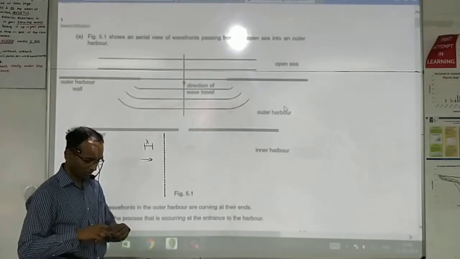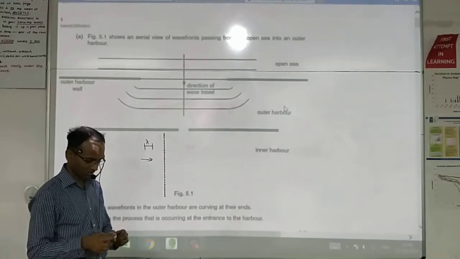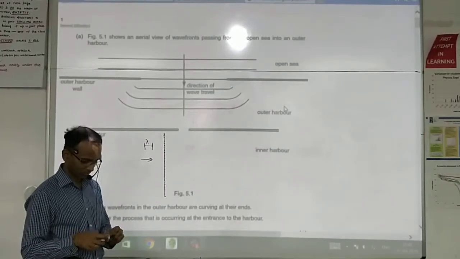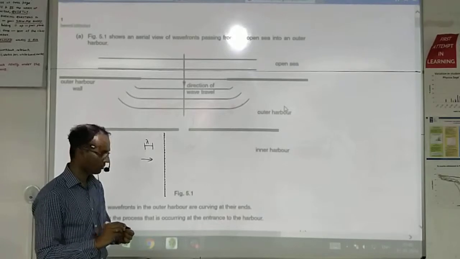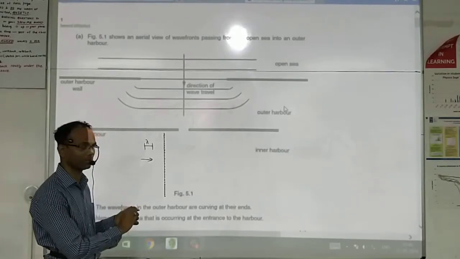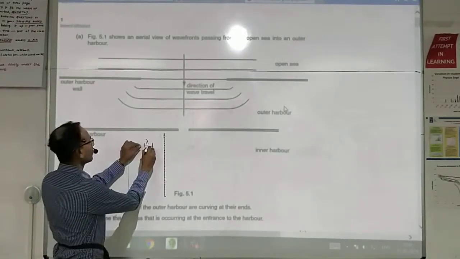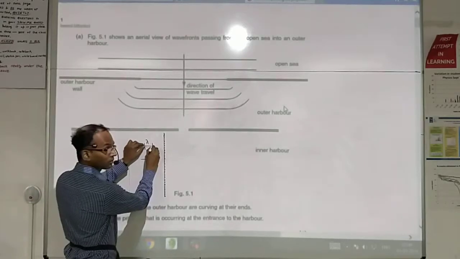So you will use a compass, I will use this contraption. Wait, let me finish for 5 minutes, then I will take a question. So this is the wavelength, agreed?